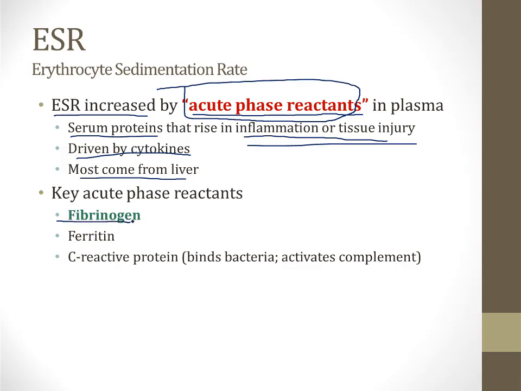One of them is fibrinogen, which you now understand is part of the coagulation cascade. The liver makes more fibrinogen in the setting of inflammation or tissue injury, and this will lead to an increased ESR. Other important acute phase reactants, which we'll talk about in other modules, include ferritin and C-reactive protein, which can bind bacteria and can activate complement.